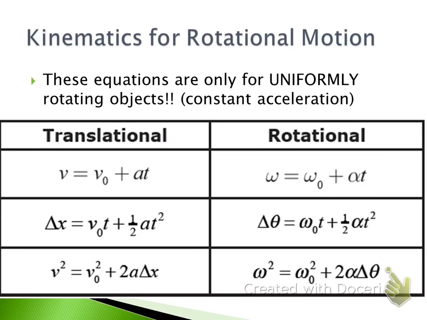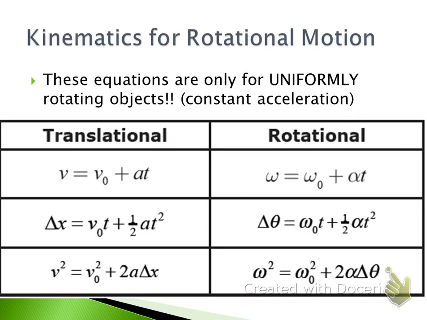Be careful to note that this is omega, which is angular velocity. This is alpha, which is angular acceleration. And this delta theta is our angular displacement, so how far, or what chunk of the circle, has been covered during that point in time, and that angular displacement, or theta, is measured in radians.